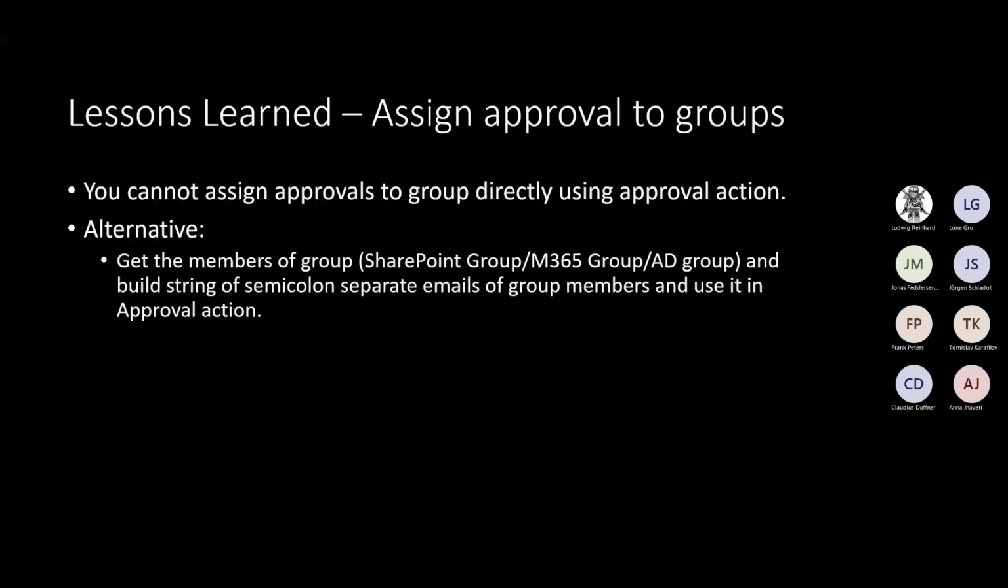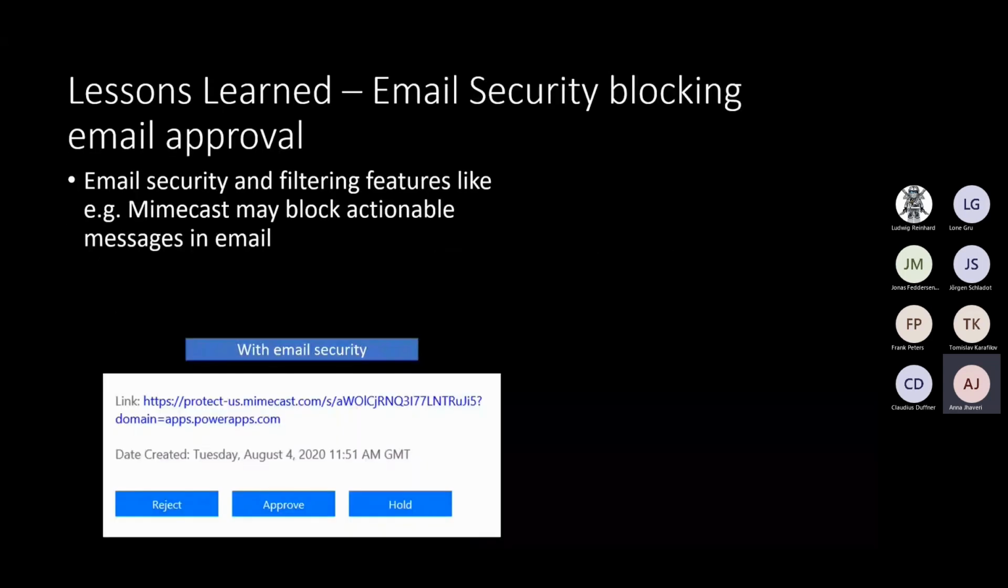For one of our customers, there was email security implemented using Mimecast, which was blocking the approval adaptive card. So with email security, the approval looked like this, where in the email the user would get these buttons, and if they click on this button, the browser would open. With the Power Automate approvals functionality, the user can directly provide the approve or reject decision from the email.